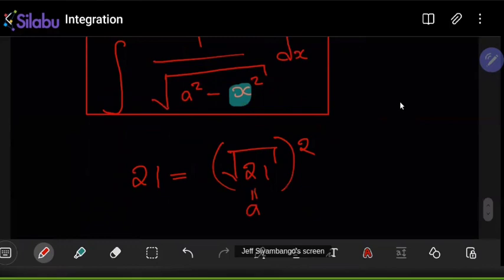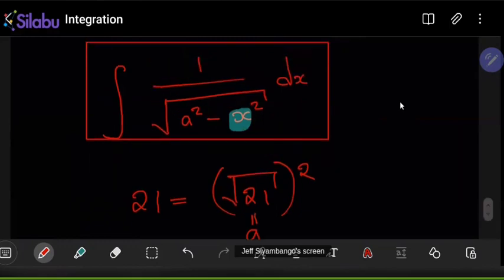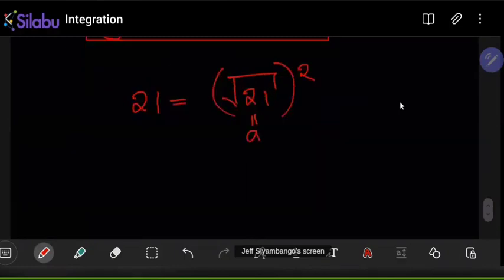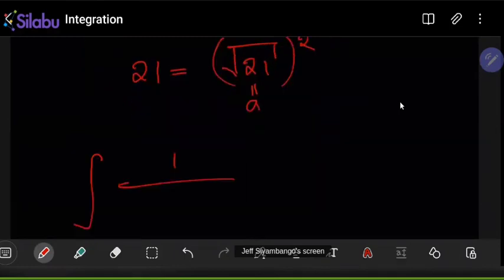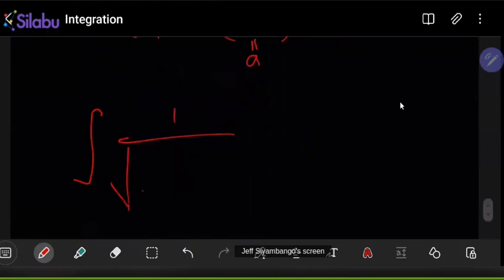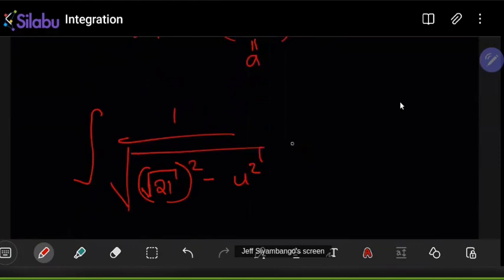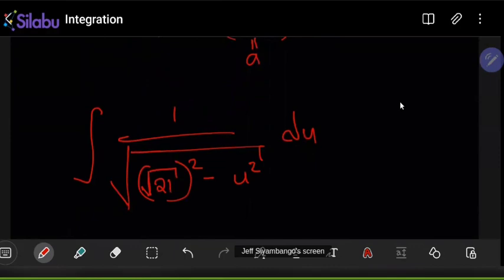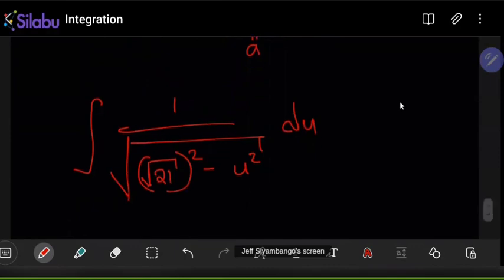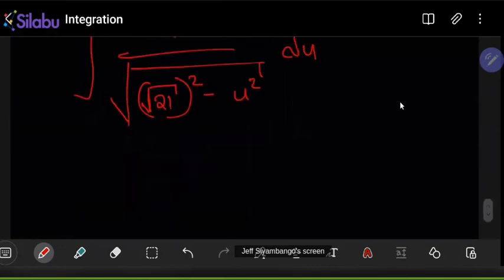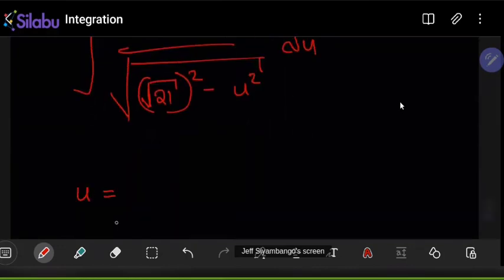So when you observe this, it now means that our integral is 1 over the square root of root 21 squared minus u squared, and then du. At this point, it's exactly what we looked at last night and the night before when we were using that sine substitution. You know, u will be equal to what? If you want to use sine substitution here, u will be equal to what?